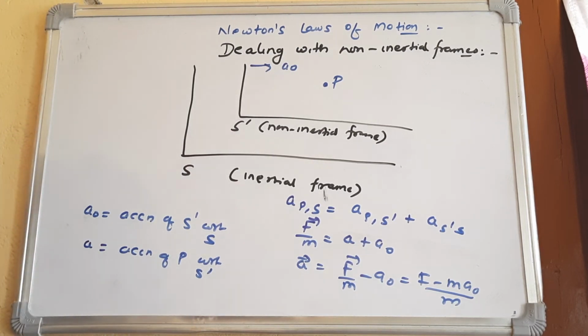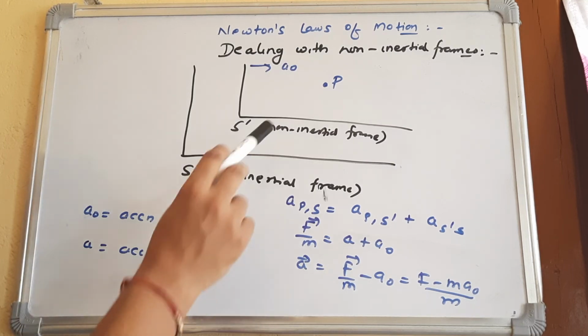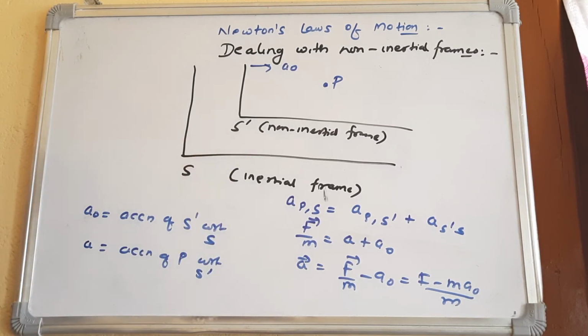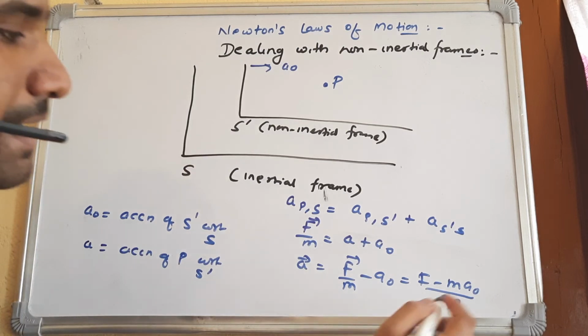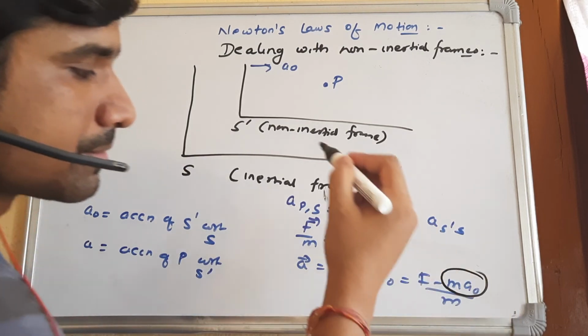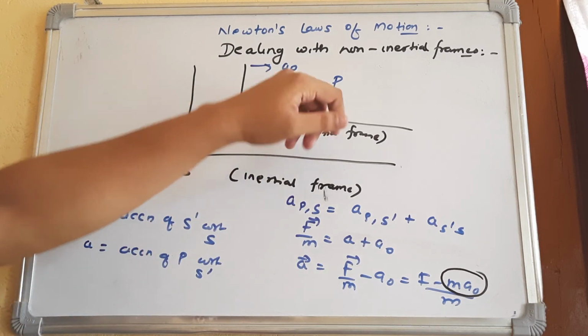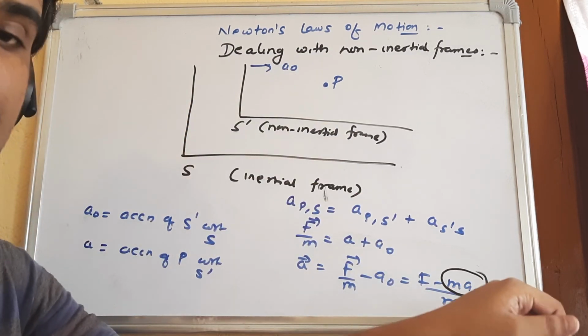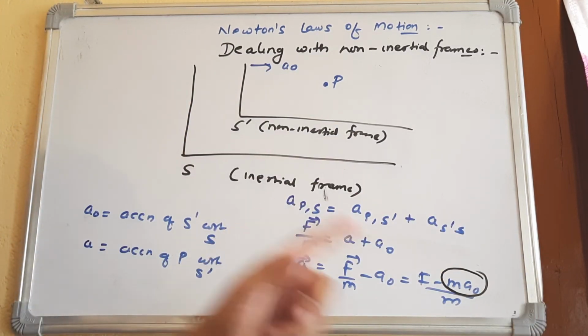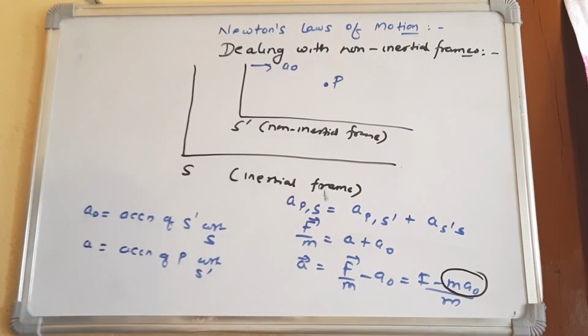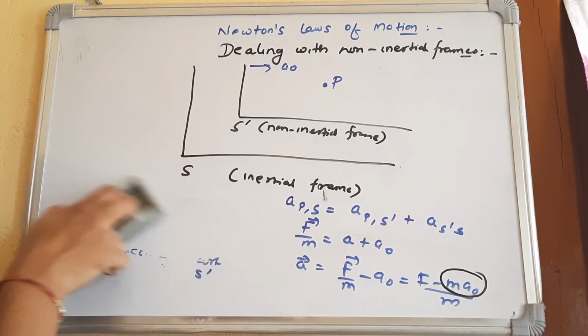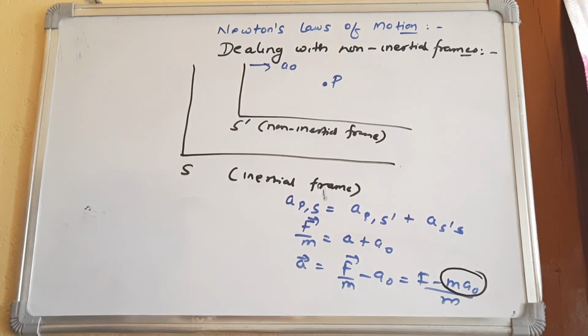So now you understand this A is acceleration with respect to a non-inertial frame which has this extra term M A naught. So if there won't be this non-inertial frame, acceleration will be force by mass. But because of this non-inertial frame coming into picture, which has acceleration a naught, we have this term ma naught. And this term ma naught is basically called as pseudo force.